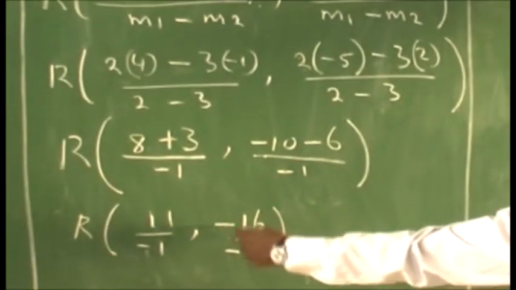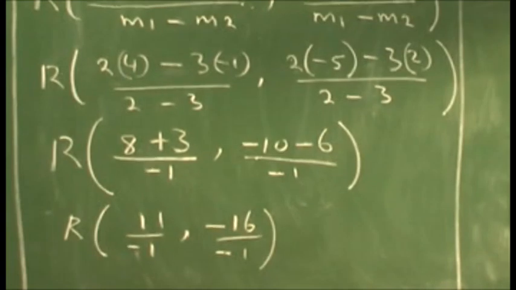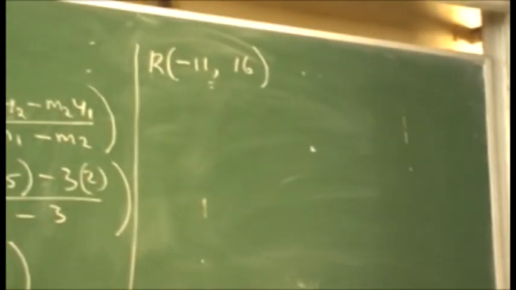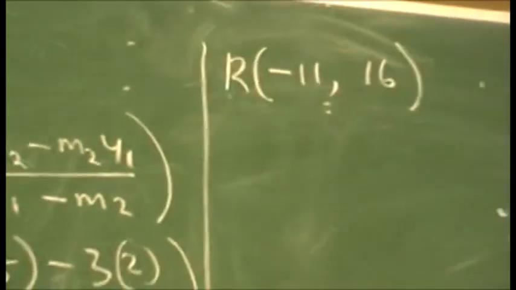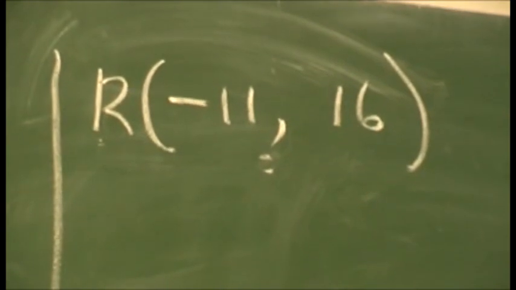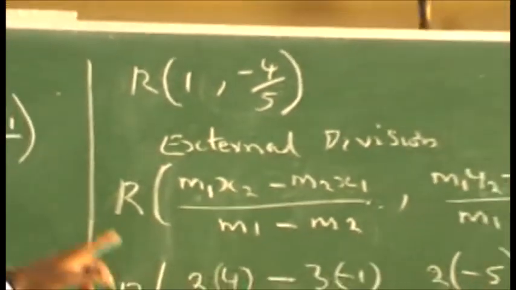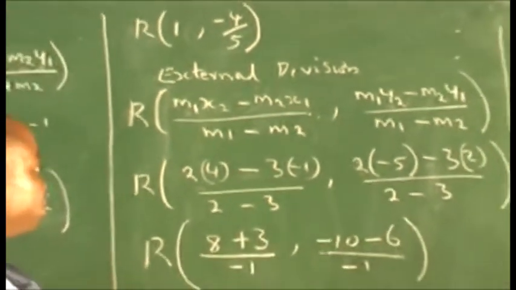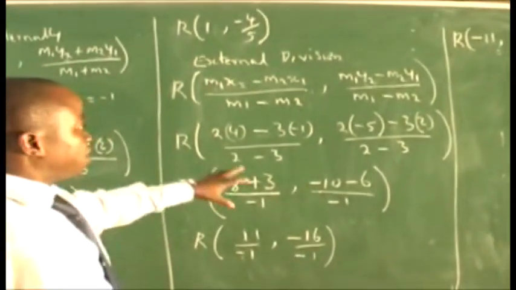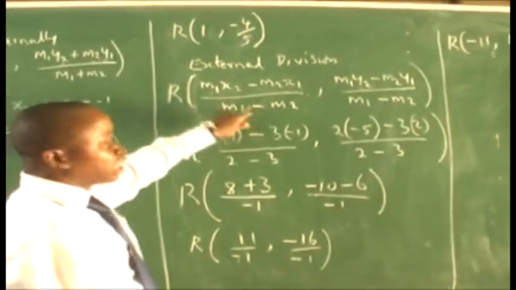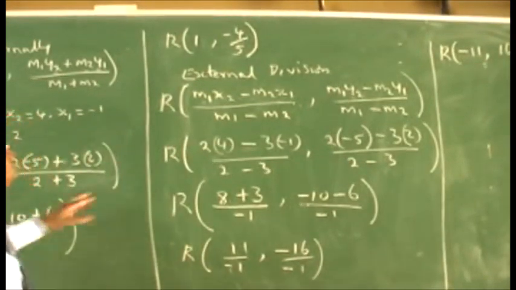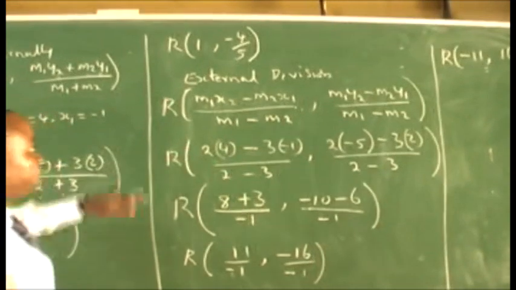Then when we look at this way, minus can cancel minus, then we have 16. So we have minus 11 and 16, which is the coordinate of R externally. Then we have this one, 1 and minus 4 all over 5. This is the coordinate of R internally. So it's very simple to follow. Substitute the values in the formula, then you have it. Remember that for external division, minus is here in the middle, while for internal, we have plus.